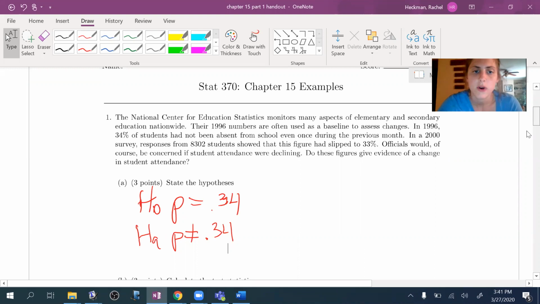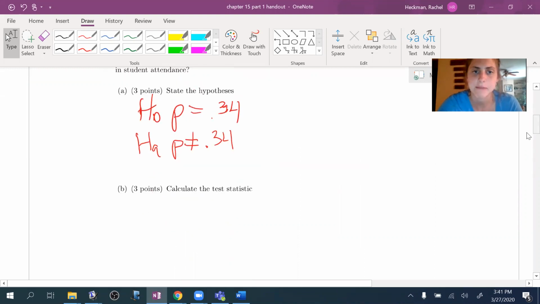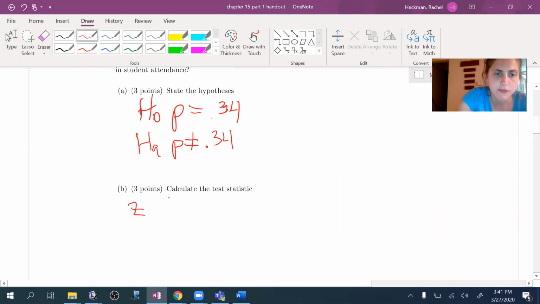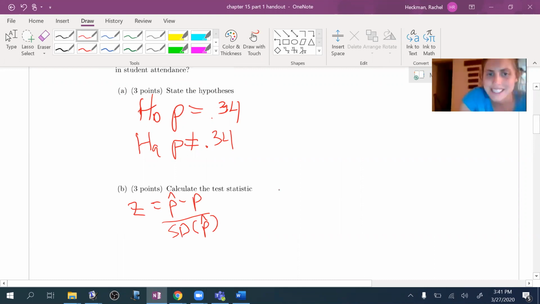So our test statistic, because we're working with proportions, is Z. Now, the formula that we use, since we just have one sample of data, is P hat minus P over a standard deviation. The standard deviation we're using in this example is for proportions. So I wrote down my formula for my test statistic.